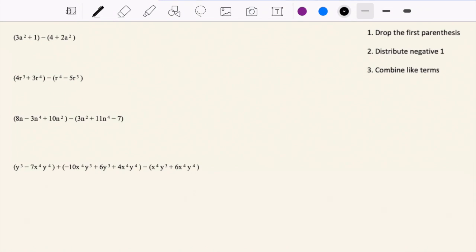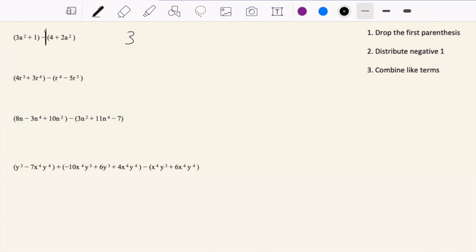Polynomials, there's only one step that really changes from adding, and that's we distribute a -1 and then combine like terms. So when we distribute a -1, what that means is if we look at this first one, there's like an invisible 1 right here in front of that second set of parentheses.